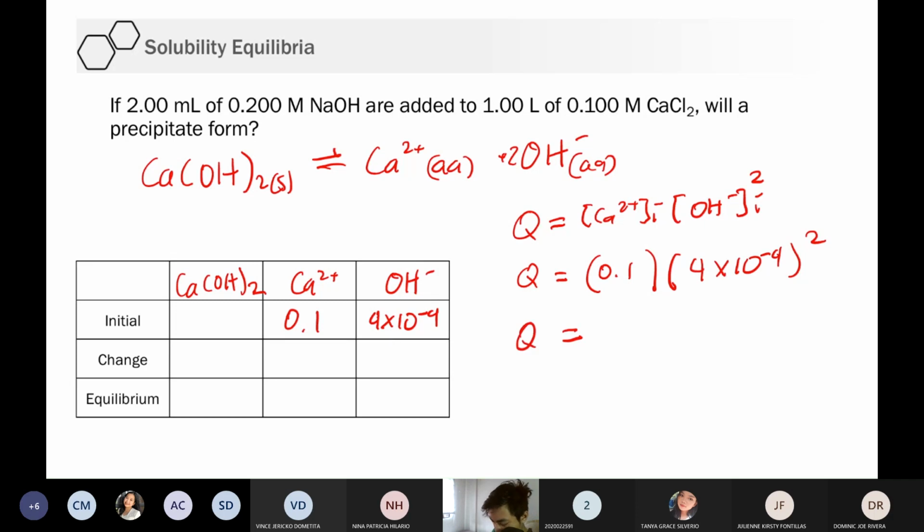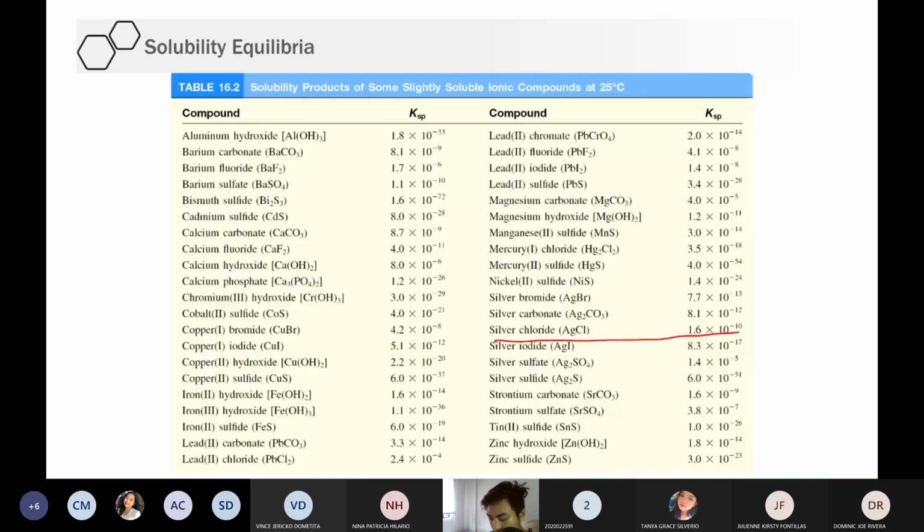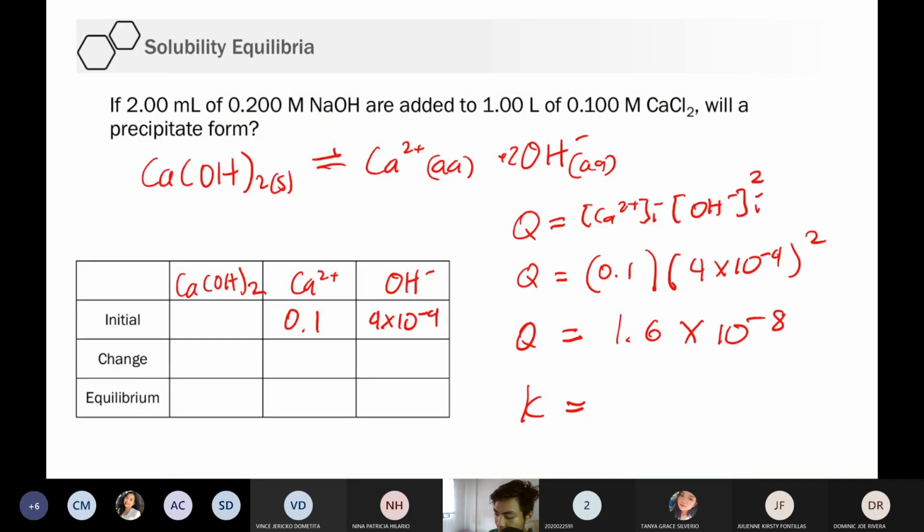So, let's solve for Q. Q is 1.6 times 10 raised to negative 8. Ano gagawin natin? We are going to compare Q with the K. So, ano yung K ng calcium hydroxide? So, hanapin natin dito sa table kanina. Calcium hydroxide, ito siya. So, K is 8 times 10 raised to negative 6. Okay. So, let's compare Q and K.